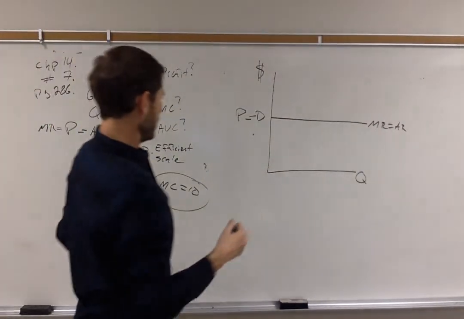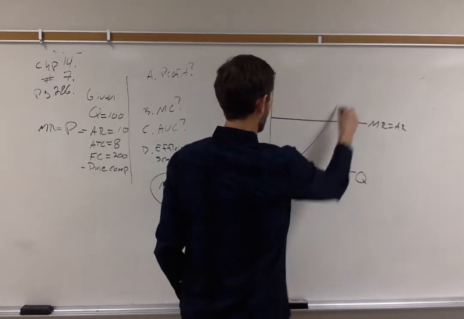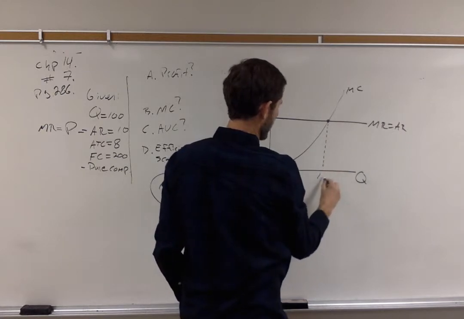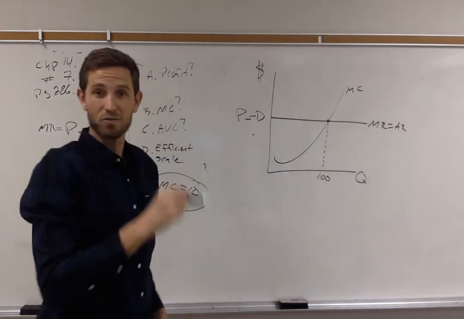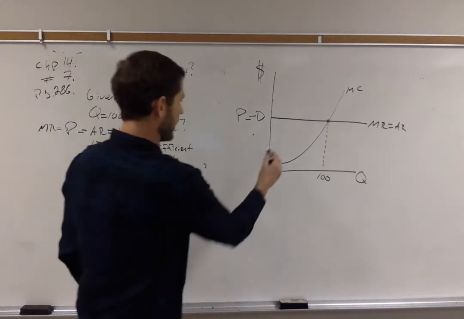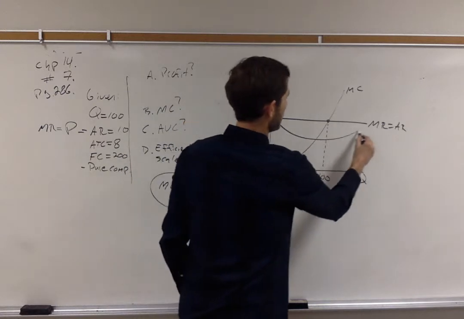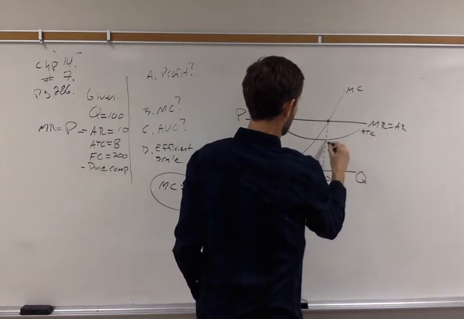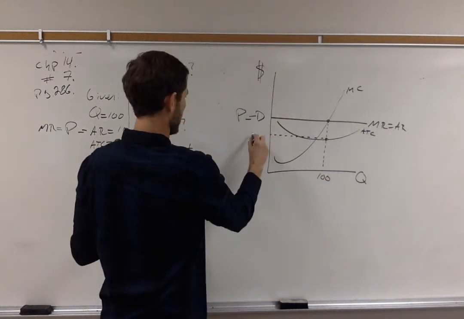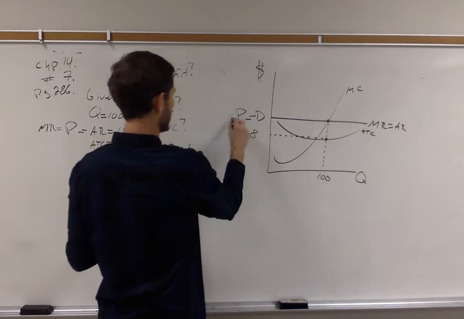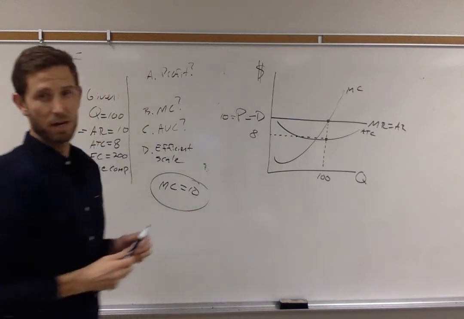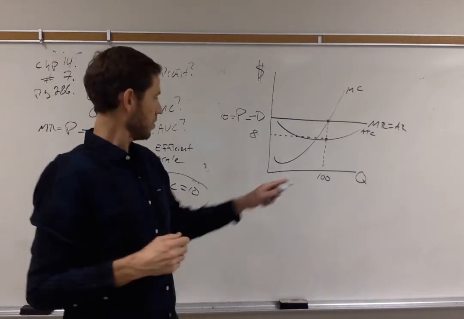Okay, let's see, we want the firm's marginal cost curve looking like this. We know the profit maximizing output is 100 units, and that 100 falls right underneath that intersection. And then finally, we know that their average total cost curve falls down here. Right, we know that because their average total cost is given as 8, whereas the price was given as 10. So they're getting some positive economic profit when they produce.